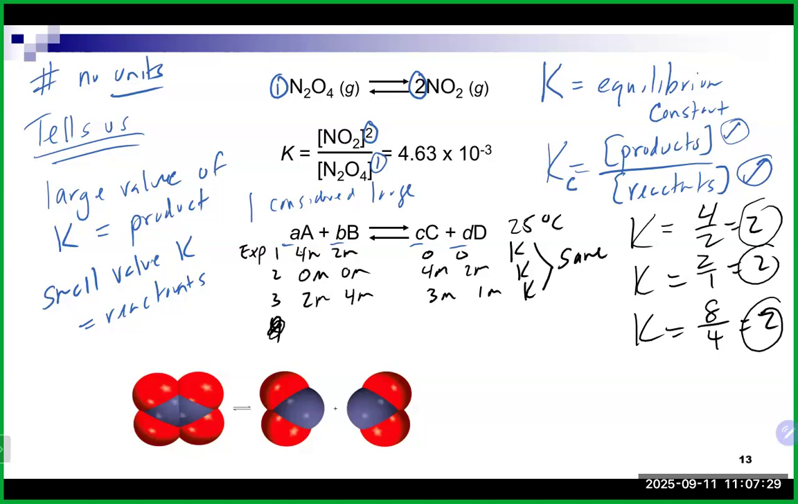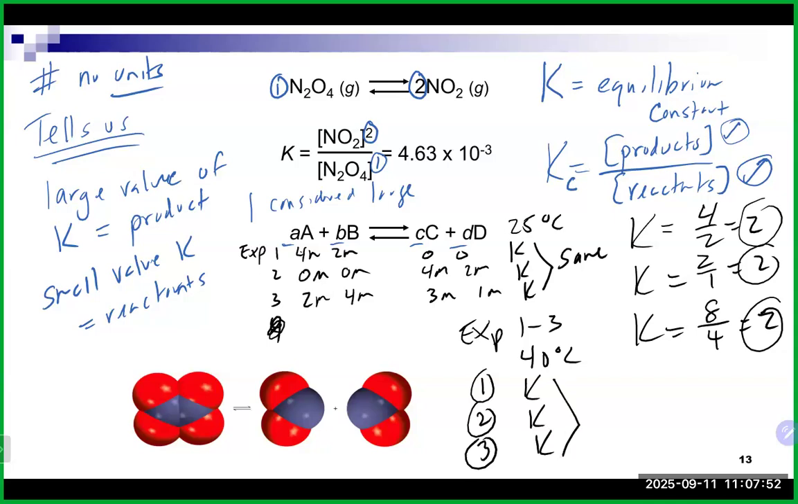Now, when we change the temperature, it changes the K value. Let's say I did these exact same 3 experiments, but I did them at 40 degrees Celsius. At 40 degrees Celsius, the K values that I would get for all three of those experiments, would they be the same at 40 degrees? They would be, because I kept it at 40 degrees for all three of those experiments. When I compare the K value at 40 degrees to 25 degrees, will those be the same? They will not be the same. So that's what we're talking about.